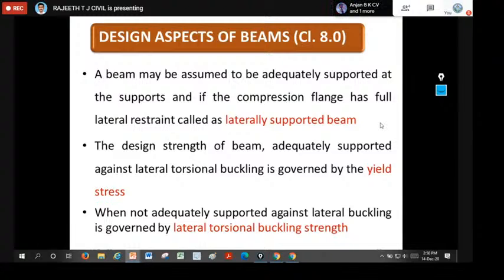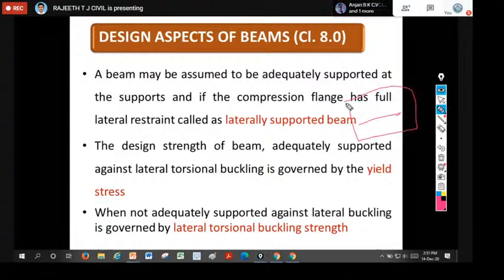A laterally supported beam means a beam which deflects vertically, exactly vertically. There is no horizontal deflection. We can achieve that when we provide lateral restraint to the beams. Those beams we call laterally supported beams. So how can we provide that? By inserting the compression flange inside the slab.